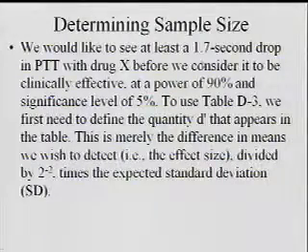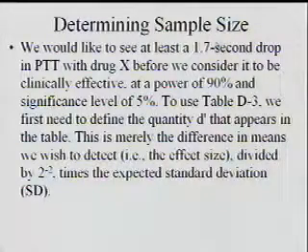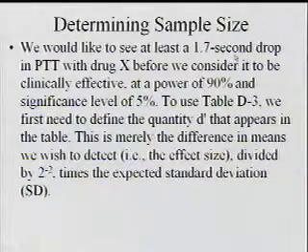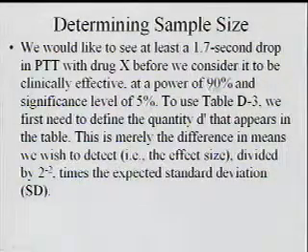We'd like to see at least a 1.2 drop in PTT with drug X before we consider it to be clinically effective. So it's scientific, biological, and clinical reasoning to say this is a magnitude of effect that really would be of value. You see that it's only 1.7, but it's 1.7 seconds longer to coagulate, basically, which for me would be more important to stop my bleeding faster. Kind of a way to think about it. Clinically, obviously, it's very relevant as well. So at a power of 90 and at a significance level of 5, they're using the 0.05 and decided to go with 90.